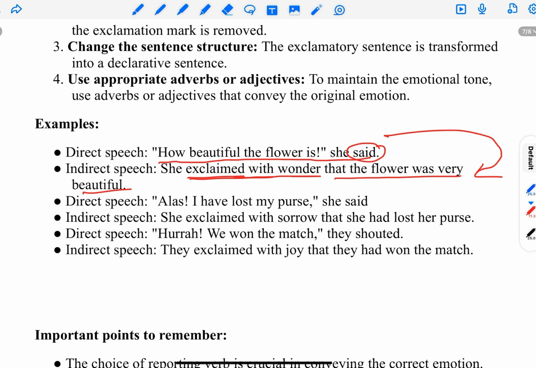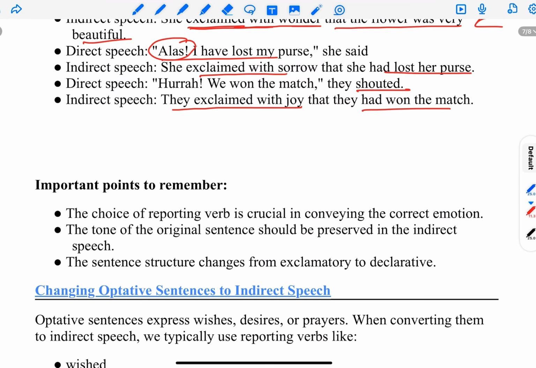"Alas, I have lost my purse," she said. She exclaimed with sorrow. We know alas is used to express sadness or sorrow. So she exclaimed with sorrow that she had lost her purse. "Hooray, we won the match," they shouted. This is a moment of joy, so it can be written like this: they exclaimed with joy that they had won the match.